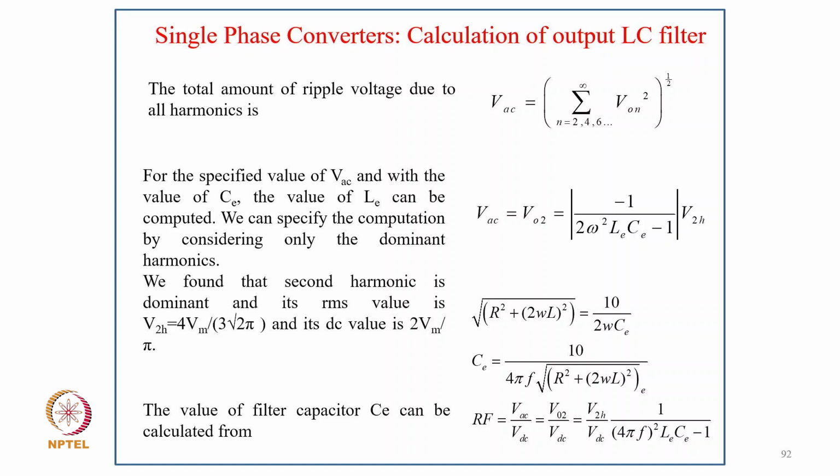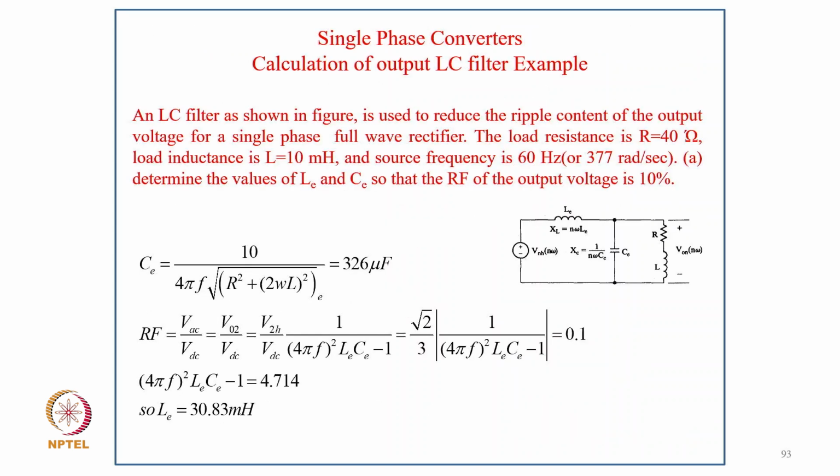And root of R square plus 2 omega L square is equal to 10 upon 2 omega C, equal to 10 upon 4 pi f, and the value of the capacitor can then be calculated. The ripple factor for this is RF equal to VAC upon VDC, that is VO2 upon VDC equal to V2H upon VDC divided by 1 upon 4 pi f square LEC minus 1.